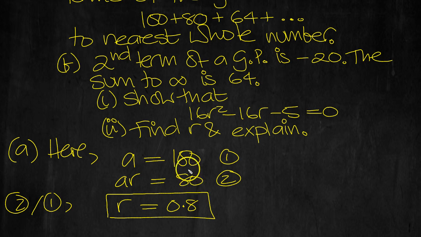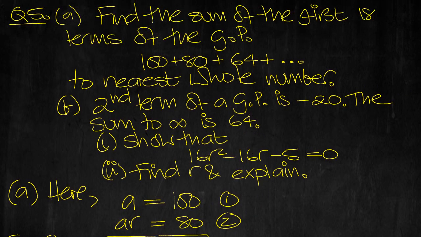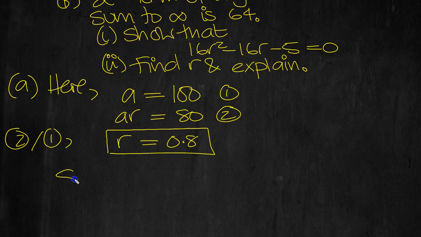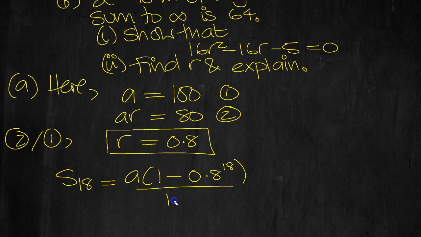and we know A is 100, so we need to find the first 18 terms then. So use the formula, S18. R is less than 1, so we can write A(1 minus R to the n) divided by 1 minus R. A is equal to 100, isn't it? So let's put that in as well.